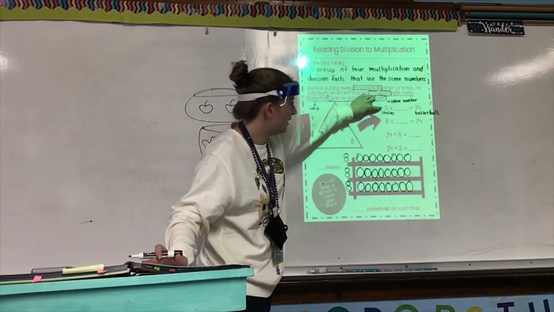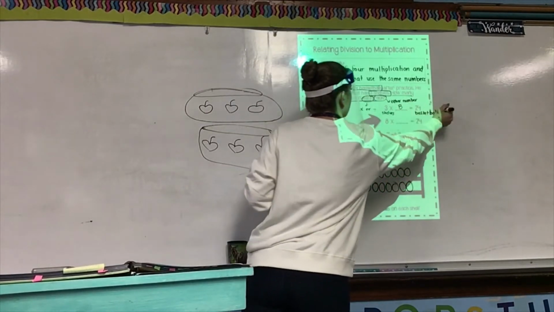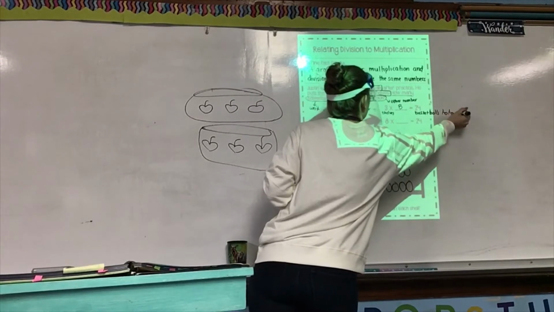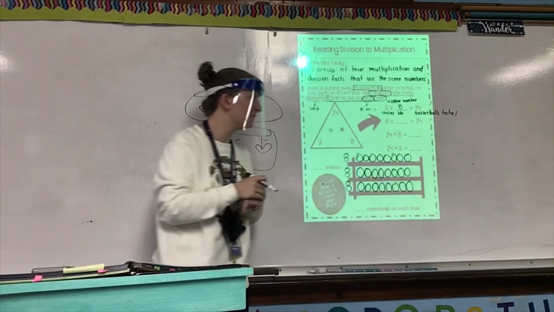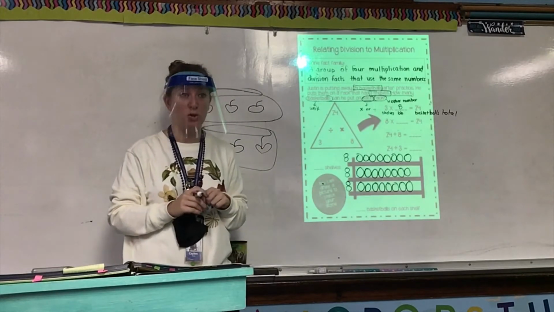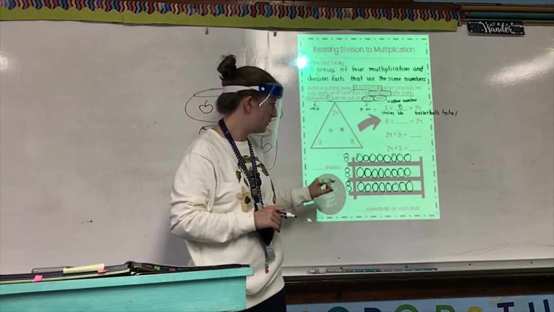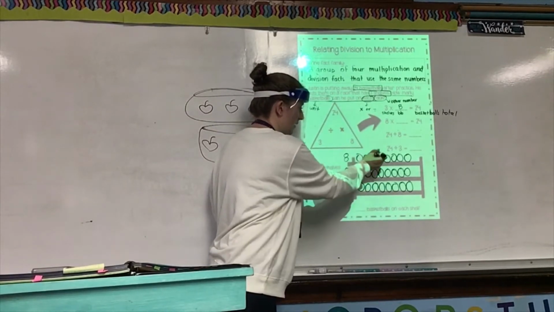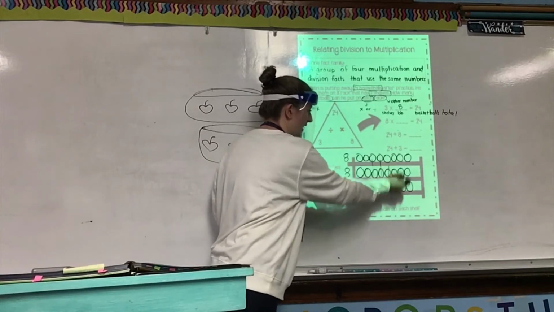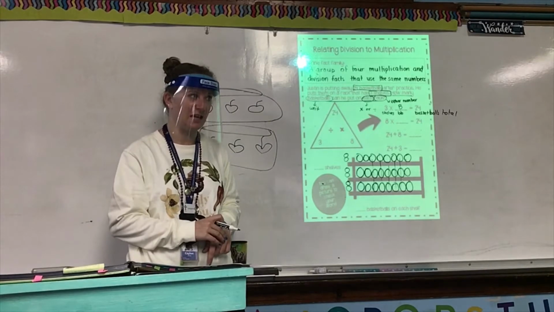That means here, on the 3 shelves, there were 8 basketballs on each shelf for 24 total basketballs. I repeated 3, 8 times. 1, 2, 3, 4, 5, 6, 7, 8. Does everybody see that?